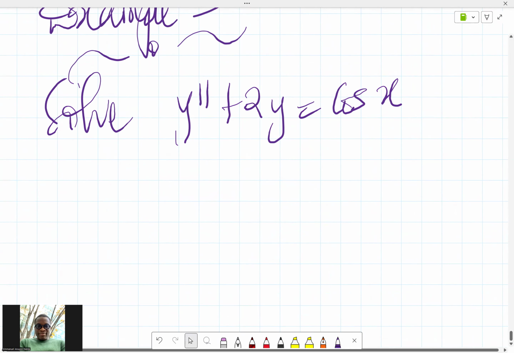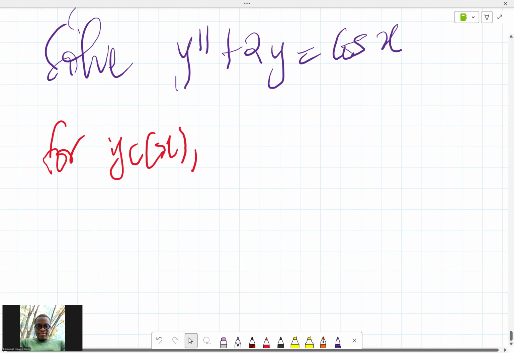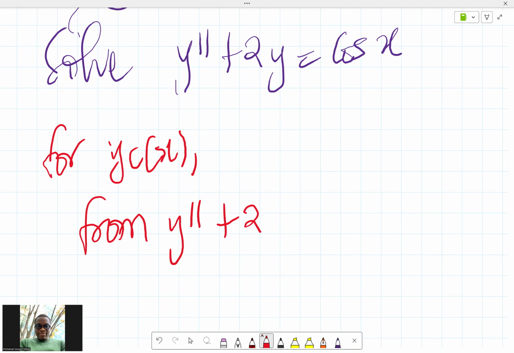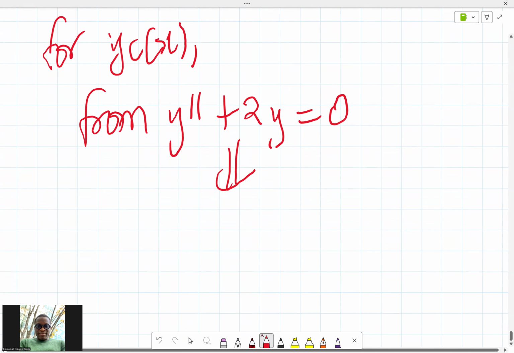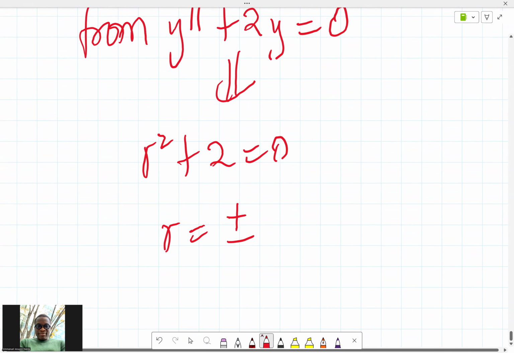So how do we go? Here, first of all, we say for yc of x, that's the complementary solution. Automatically, we have from y prime prime plus 2y equals 0, the characteristic equation r squared plus 2 equals 0. That means that r is simply plus or minus i root 2.